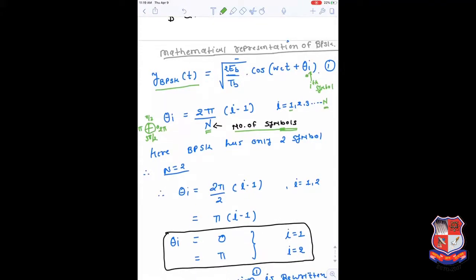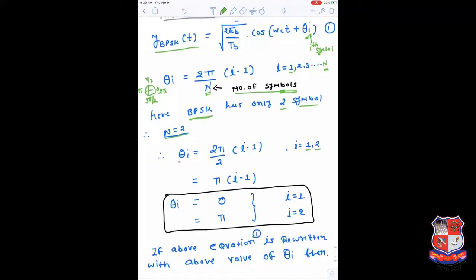Now here we are learning BPSK, binary phase shift keying. So it has only two symbols. Input has only two possibilities, 0 and 1. So here the value of n would be 2. If you place n is equal to 2 here, this equation can be modified as 2 pi by 2 multiplied with I minus 1, and I can vary from 1 to n. So if n is equal to 2, I have only two possibilities, 1 and 2.